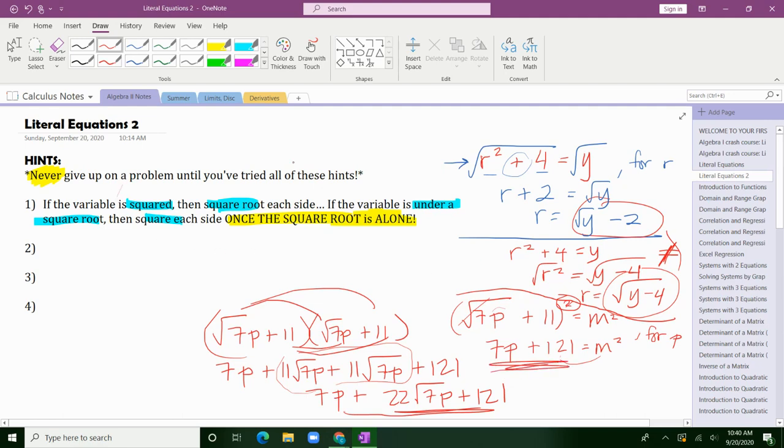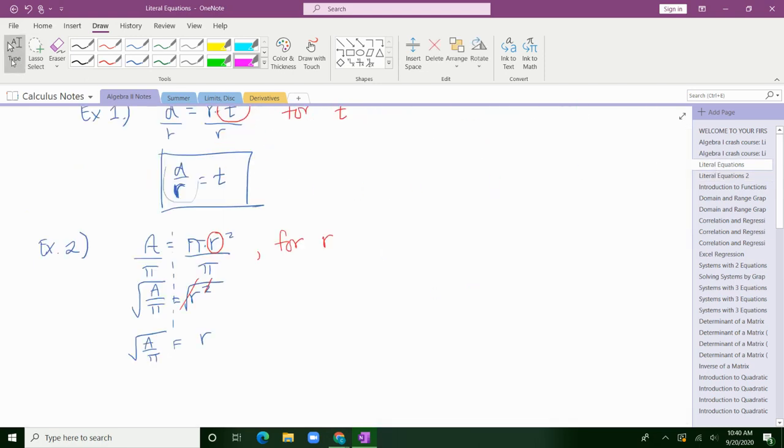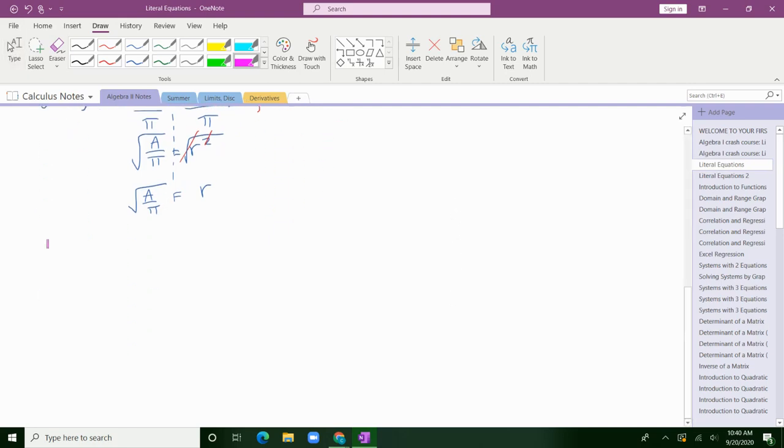So in conclusion, you always need to make sure that the squared term or the square root term is alone first. So you should subtract 11, for example, and then square each side or do the square root of each side. Okay, let's do another example. That was a long hint right there.